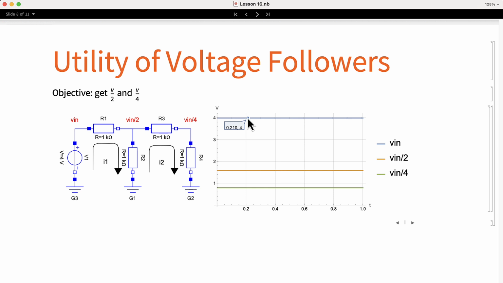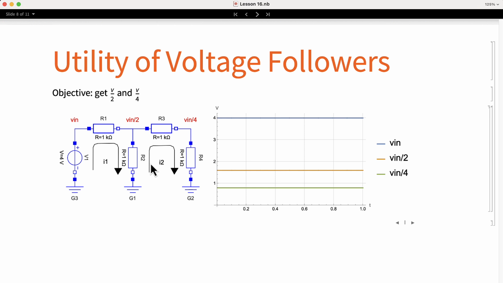In the plot, you can see in blue the input voltage, orange is the voltage at the first voltage divider, and in green, the voltage of the second. You can see that the voltages do not match what we expect. Since the input is 4 volts, we want to get as output 2 volts and 1 volt, but both values are wrong. The problem lies in the fact that the second voltage divider affects the first one, since there is a current I2 flowing into the second voltage divider.